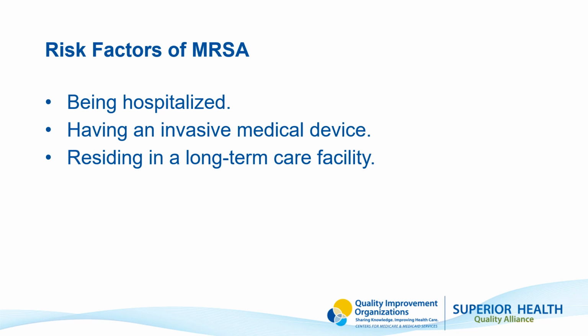There are a few notable factors that put people at particular risk for MRSA. These include being hospitalized. MRSA remains a concern in hospitals where it can attack those most vulnerable, such as older adults and people with weakened immune systems. Having an invasive medical device. Medical tubing, such as intravenous lines or urinary catheters, can provide a way for MRSA to travel into your body. Residing in a long-term care facility. MRSA is prevalent in nursing homes. Carriers of MRSA have the ability to spread it, even if they're not sick themselves.